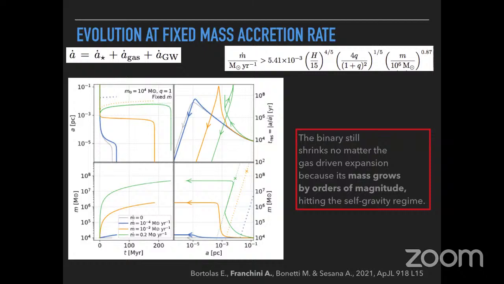While if you go up to 0.2 solar masses per year, then at this point, it just hits the point where the gas starts to dominate. And so you have a slight expansion along, this is the self-gravitating radius. So the binary will expand this way, and then since it accretes mass, its mass is increasing, it will hit the self-gravitating regime and then go back to shrinking, just because as I showed you, in the self-gravity regime, the binary is expected to shrink.